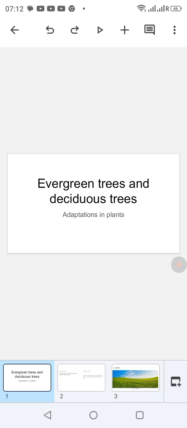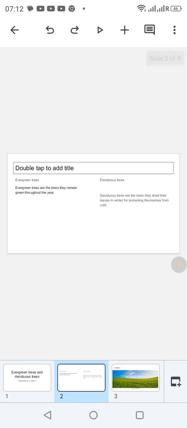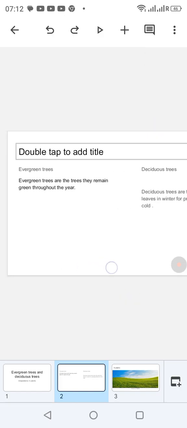Today I have got a very simple but a little confusing topic about evergreen trees and deciduous trees. This topic comes under the chapter adaptations in plants. So let's get into the chapter.